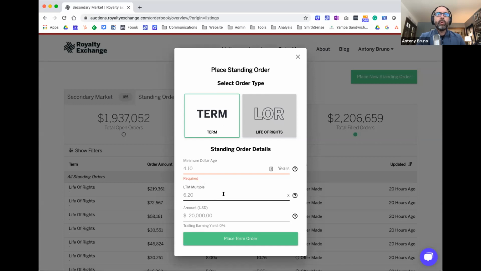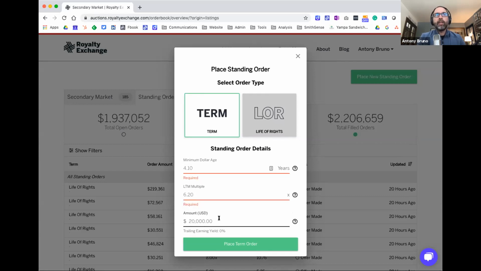I'm willing to spend a multiple, the last 12 months multiple of no more than 6.2, for instance, of the last 12 months earnings, if that's what my details were. And then finally, you can say, I don't want to spend more than this amount. As Matt mentioned, that will be limited to $25,000.